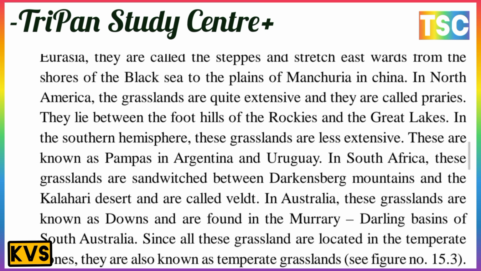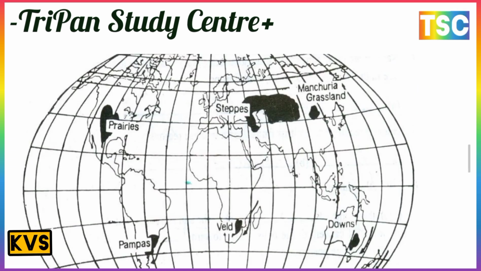Since all these grasslands are located in the temperate zone, they are also known as temperate grasslands. There is an important map here showing the temperate grasslands in the world. The most important are the Prairies and Steppes, Manchurian grassland, Pampas, the Veld, and the Downs. These are the most important grasslands shown on this globe.